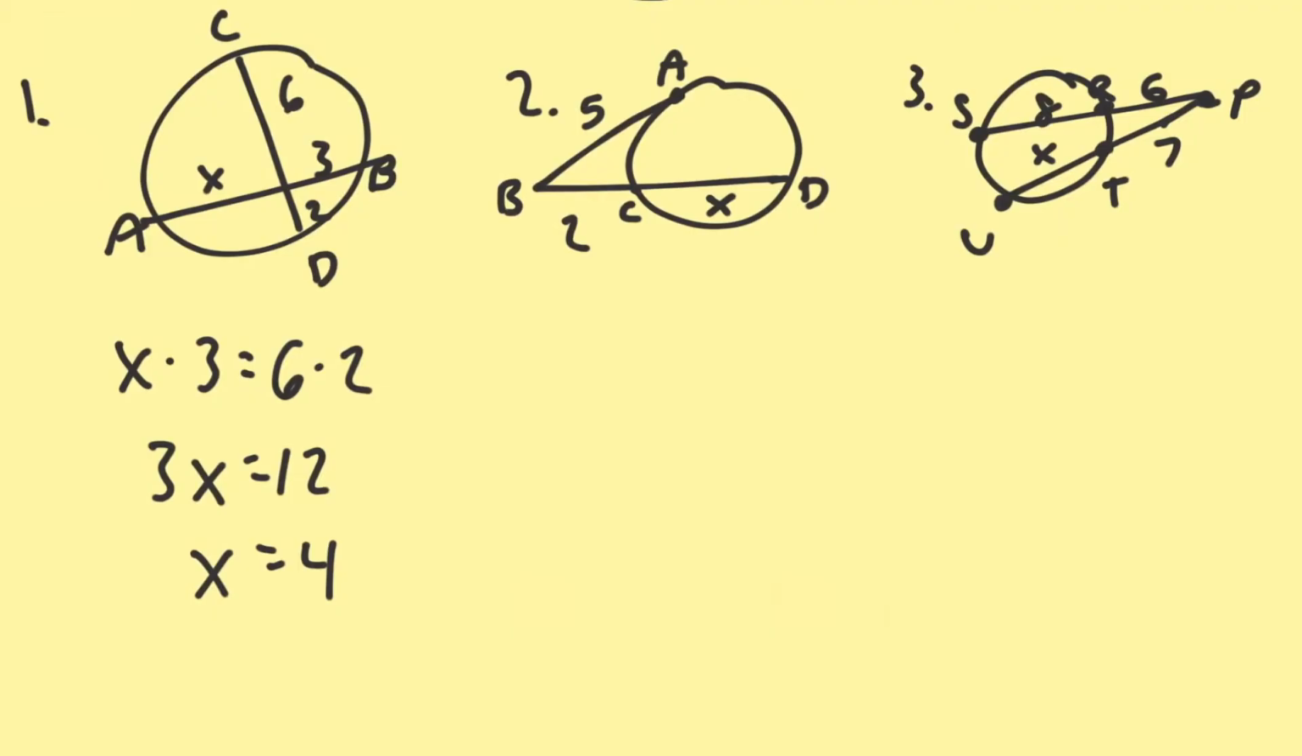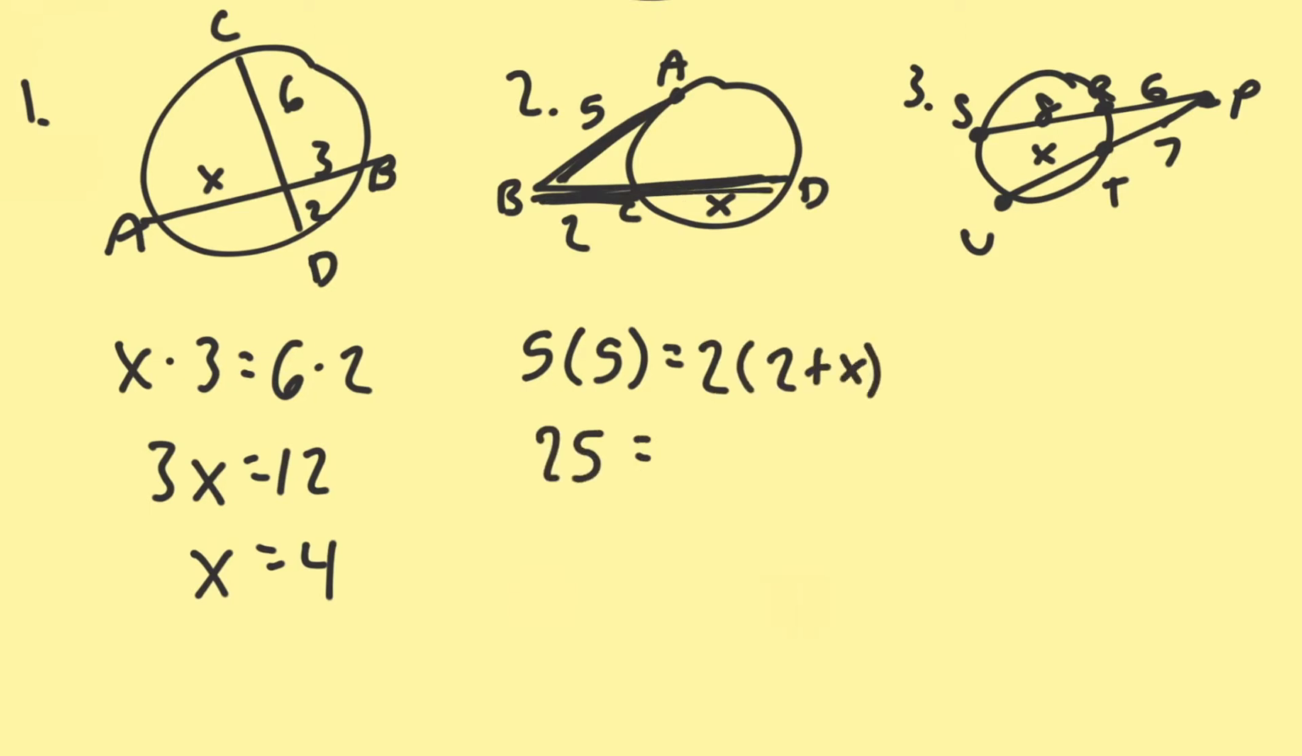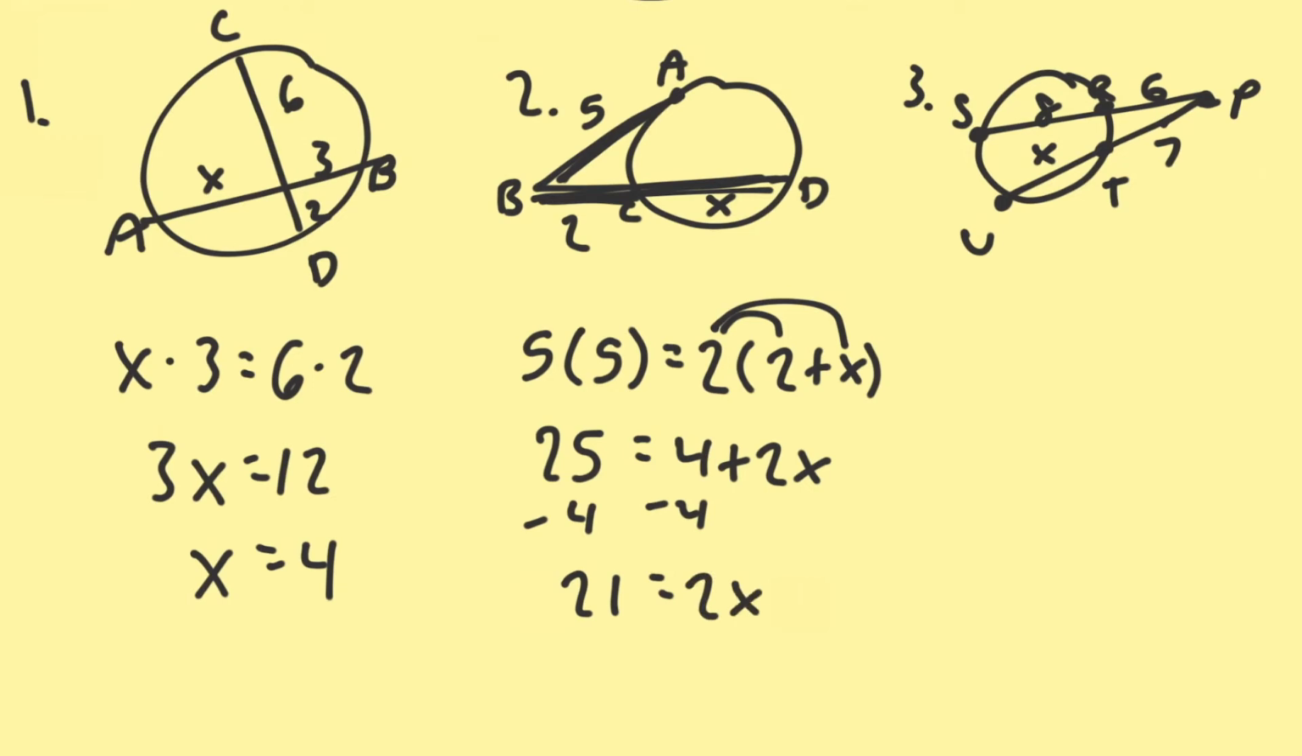So we can do outside for this one is 5 times whole is 5 equals outside is 2 times the whole thing is 2 plus x. So that's 25 equals 4 plus 2x. Subtract 4, 21 equals 2x. So x equals 21 halves.